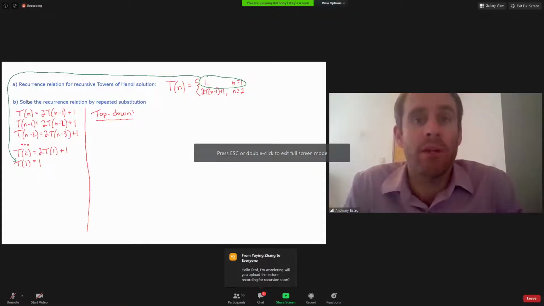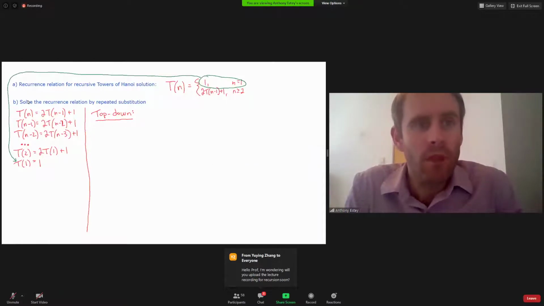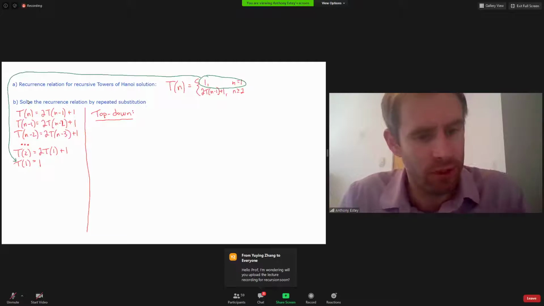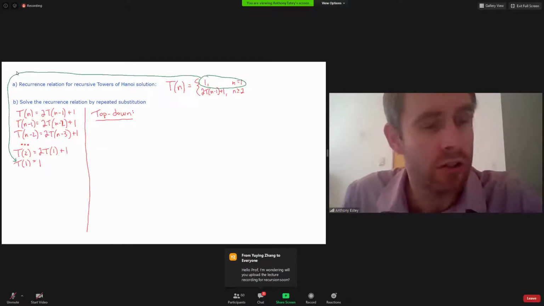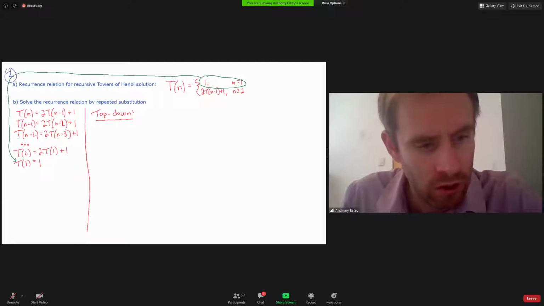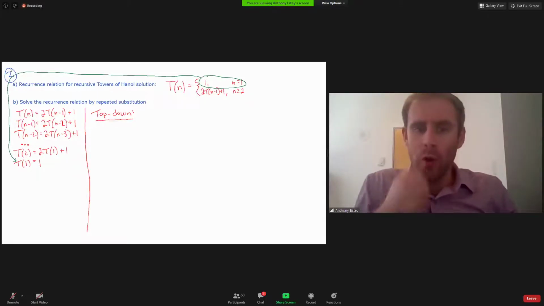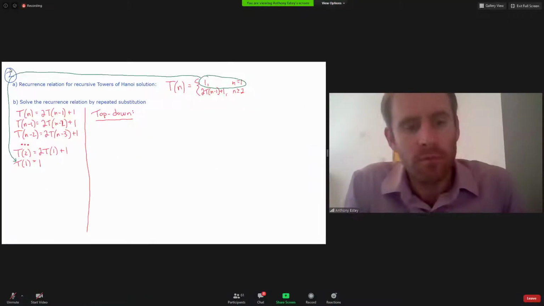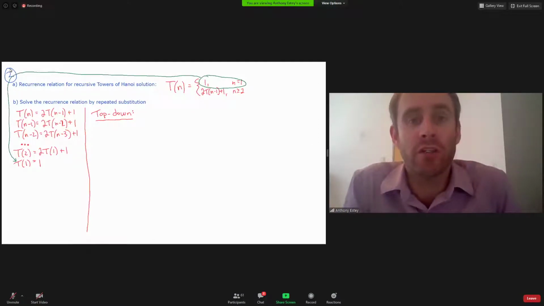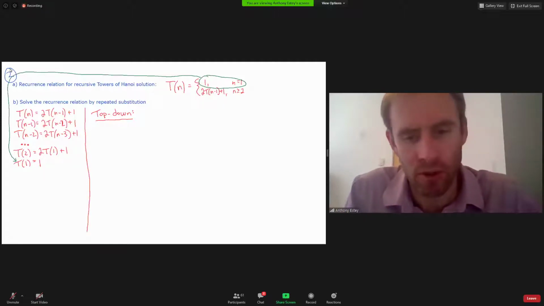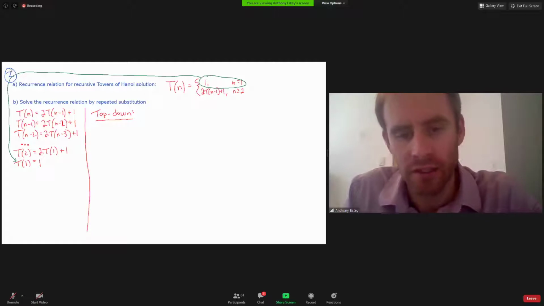Both a bottom-up and a top-down approach. And I should label this question 2. So for question 2, we determined the recurrence relation for this Towers of Hanoi recursive algorithm, and then we solved it yesterday using a bottom-up approach.